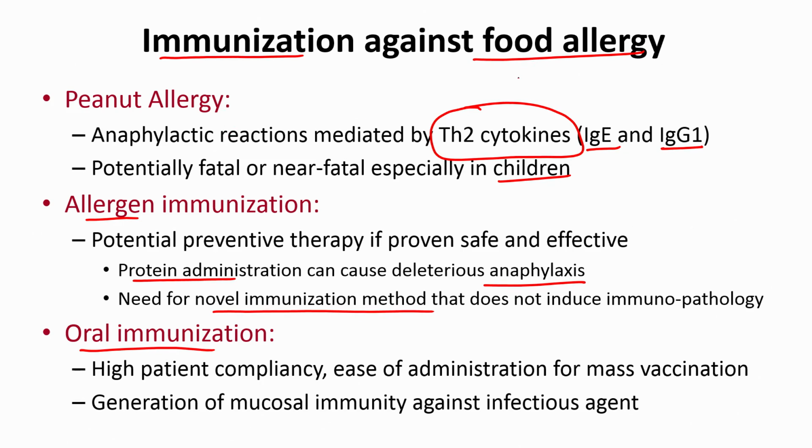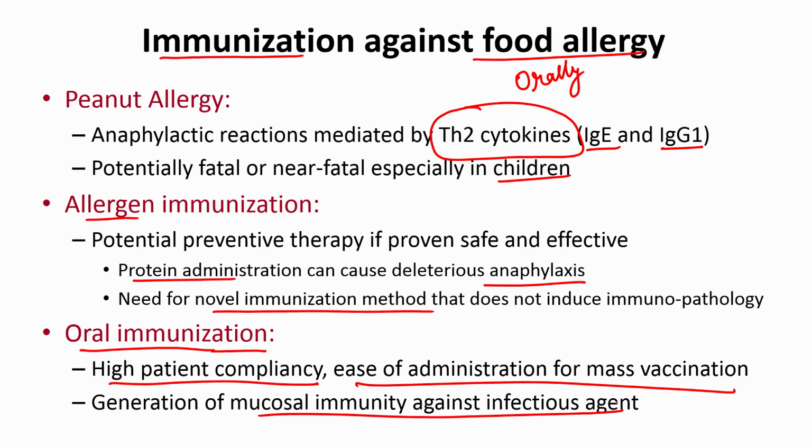So, when we are taking food, we are taking it orally. So, can we use oral immunization, because that will be fairly compatible. So, high patient compliance and ease of administration for mass vaccination. So, as the babies are born, you can easily administer this and it is not a problem, and you can generate mucosal immunity against infectious agents also through oral immunization, but in this case we are mostly focusing on food allergy.